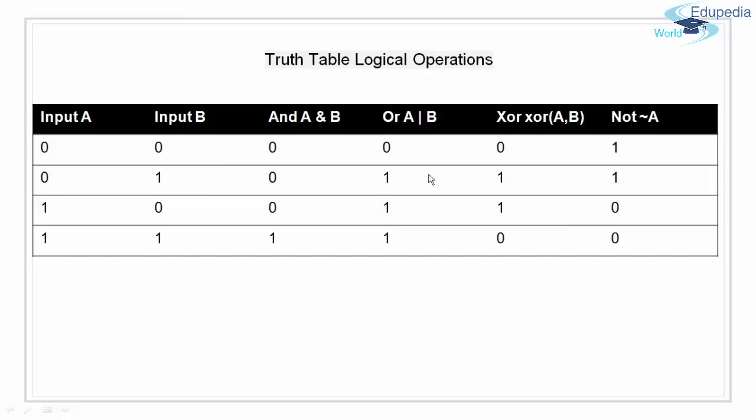Similarly, when input A is 0 and input B is 1, we get AND as 0, OR as 1, and XOR as 1. Similarly, when input A is 1 and input B is 0, then we get AND 0, OR 1, XOR 1. And when we have both inputs as 1, we get AND as 1, OR as 1, and XOR as 0. So this is the very common thing that we already know. I'm just putting it here for the sake of showing the information.